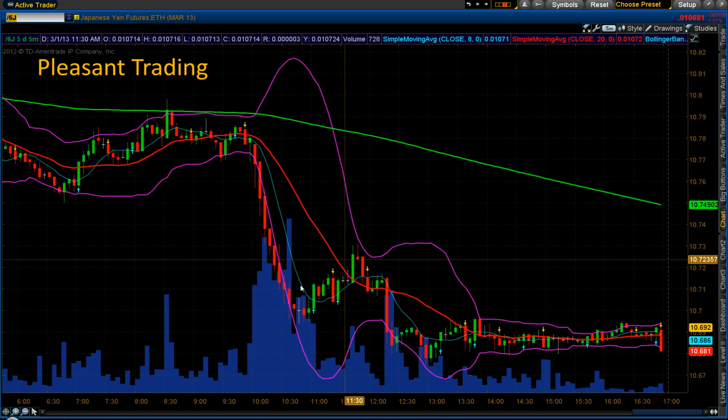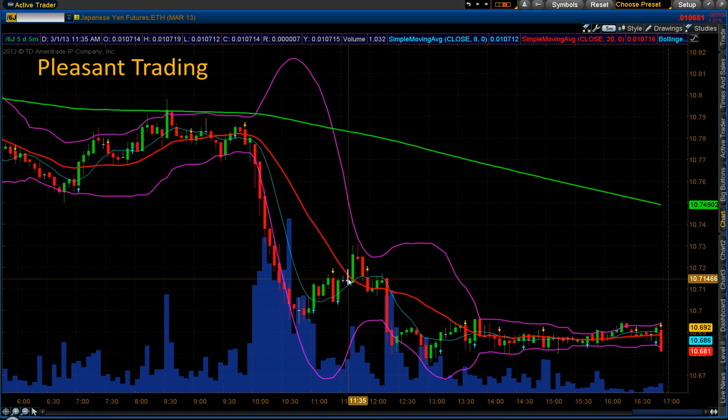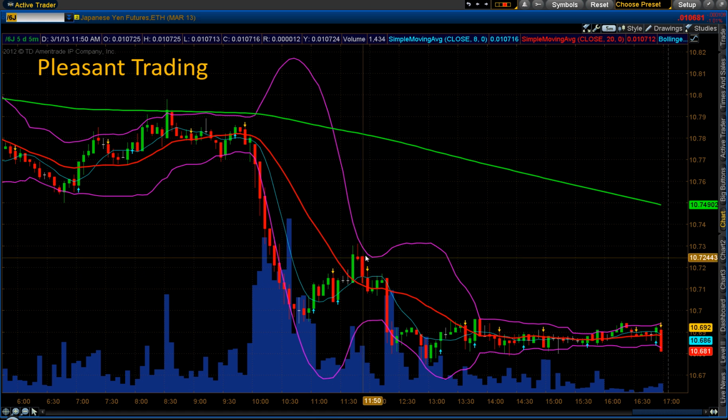So maybe the 8 was the very first target when it was pulling back, and then the 20-period moving average becomes the second target as it's pulling back, and then the Bollinger Band is the last stop. If it breaks the Bollinger Band to the upside, then it's probably no longer a good short, and you should probably cash out of your short position.